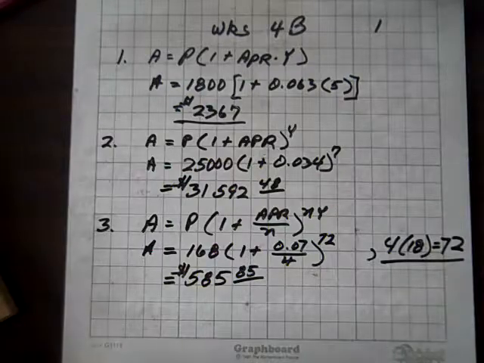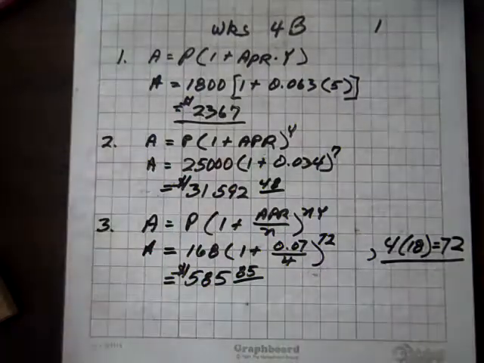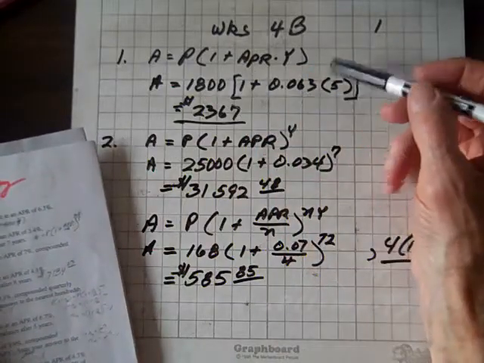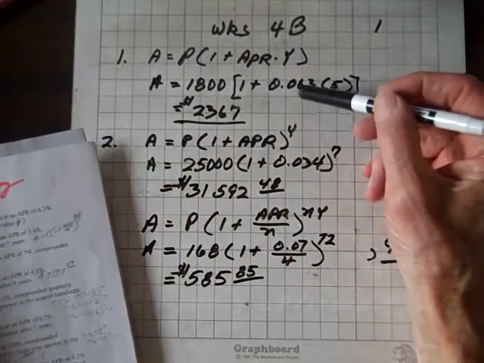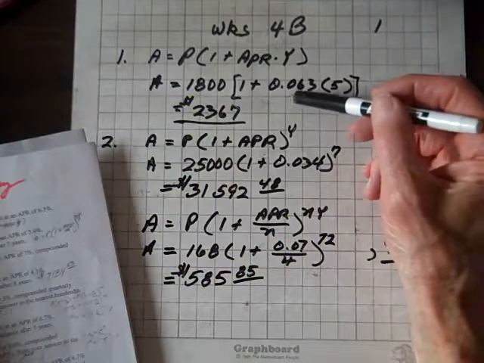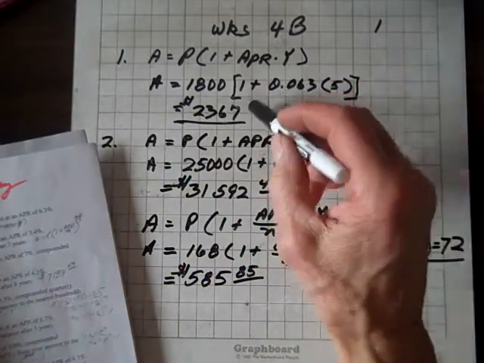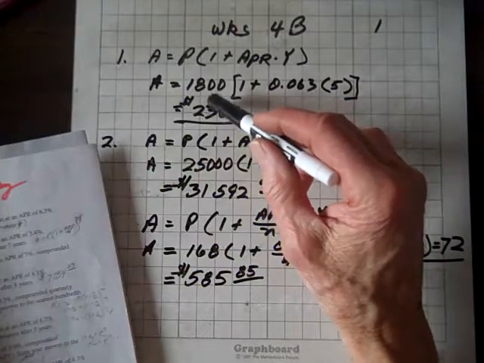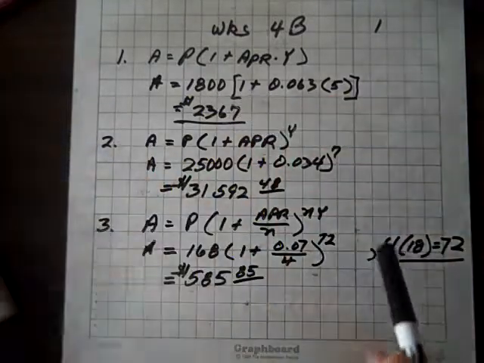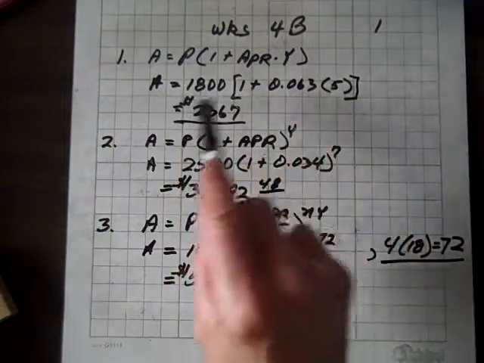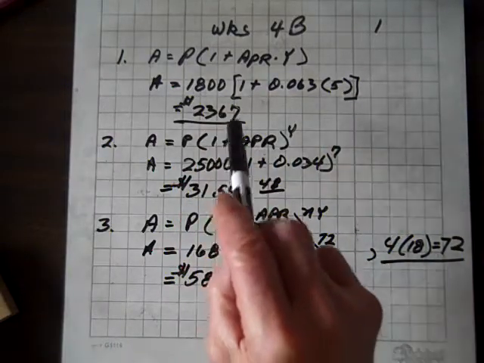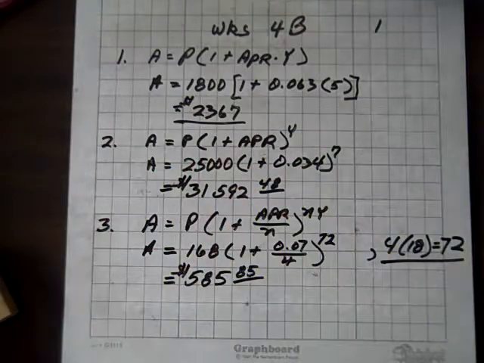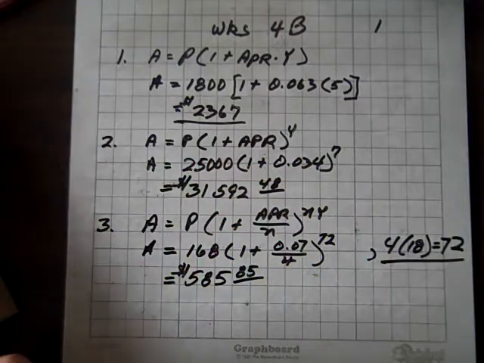So for question 1, our principal is $1,800. Our rate is 6.3% or 0.063 times 5 years, and the product of those values is $2,367. I'm not going to write dollar signs on everything. It just becomes too chaotic, so I'll just put the final answer in terms of dollars.